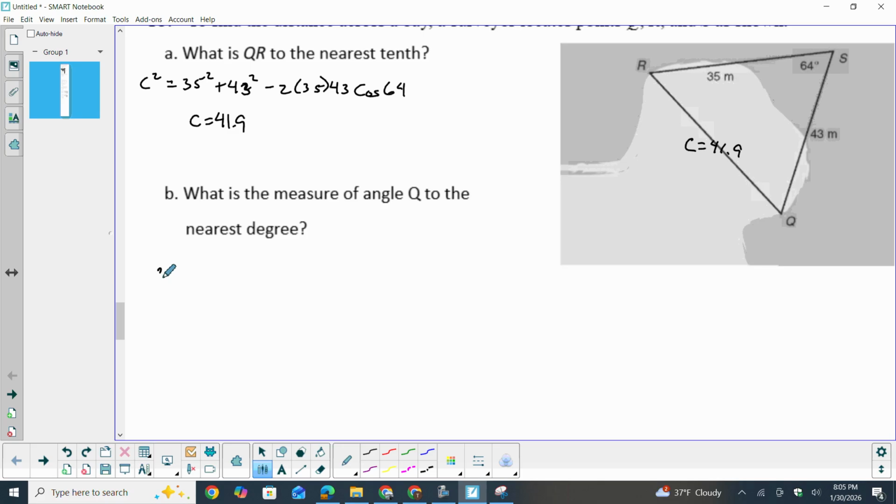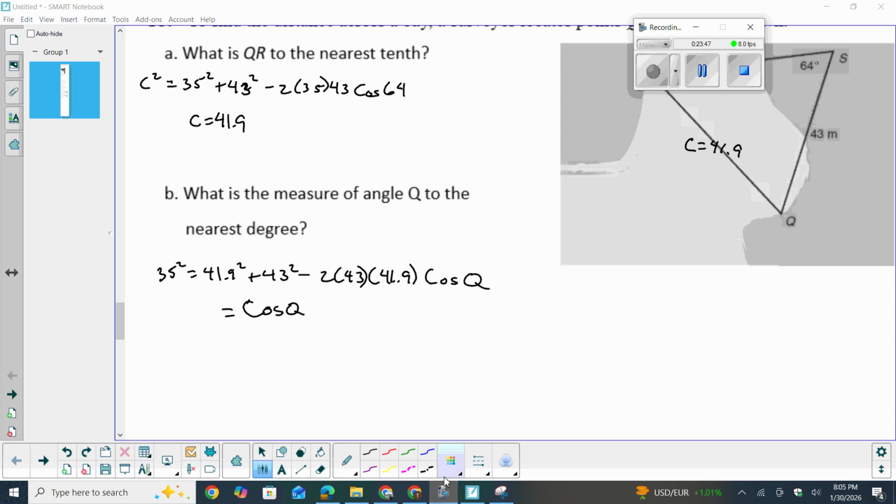So I'm going to go 35 squared equals 41.9 squared plus 43 squared minus 2 times 43 times 41.9 cosine of some angle Q. Subtract 41.9 squared and 43 squared from 35 squared. Take that answer, divide it by this mess here, and you get your answer of cosine of that angle. I'm going to hit pause and do that real quick in case some of you are doing it that way.